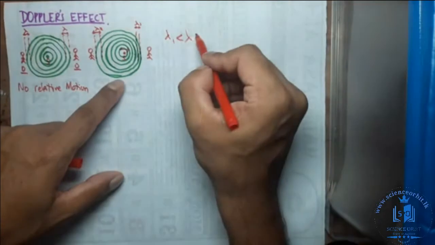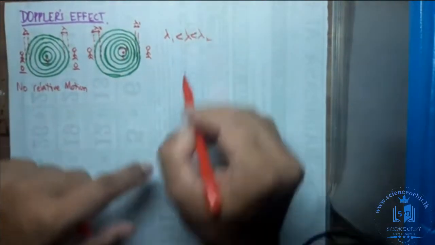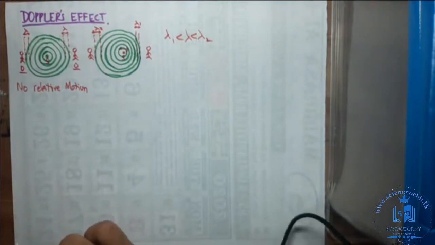In the meantime, lambda 2 will be greater than lambda. So there's an issue there. This is what Doppler's effect is going to be. That is what Doppler's effect is all about. Now I'm going to mark certain important things.